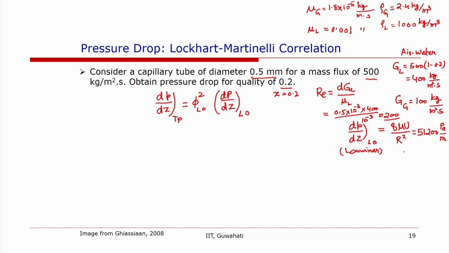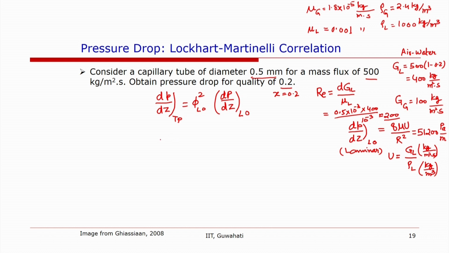G one can obtain, or U, because U is not known, so U one can obtain by G liquid divided by rho liquid. You can say that this G_L is kg per meter square per second, and rho is kg per meter cube, so the units will be meters per second. Okay. So we have obtained the pressure gradient for the liquid flow.